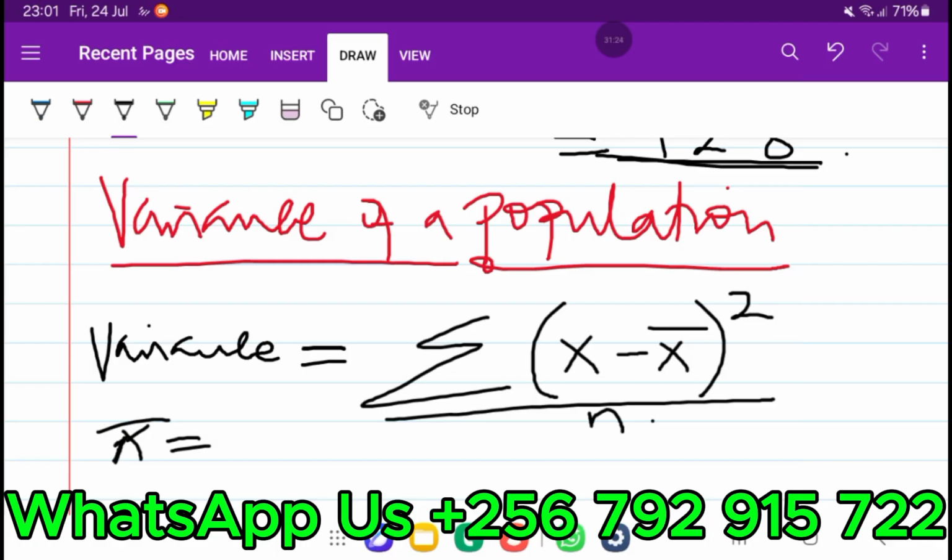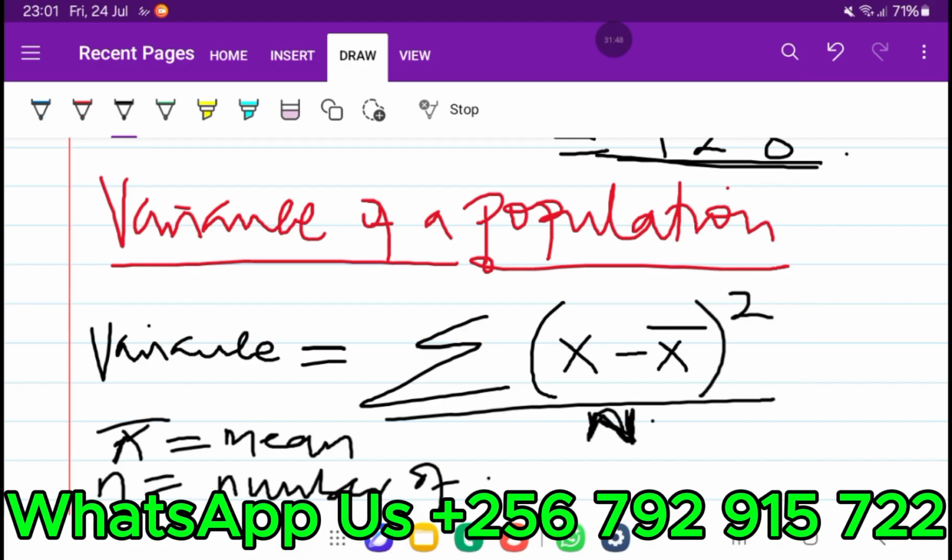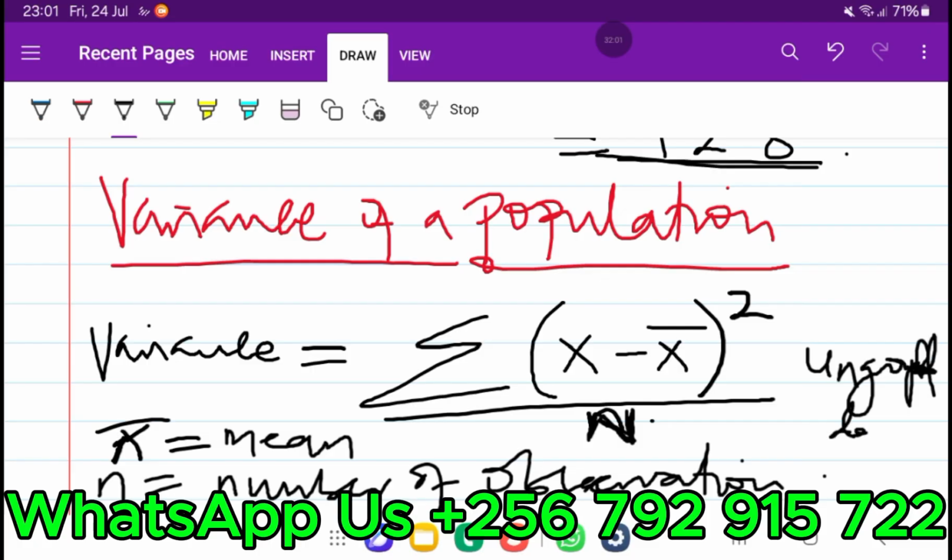I think this one I should just use capital N, because small n is always for the sample. Let me use capital. This is the mean, and then the other N is going to be representing the number of observations. This is for ungrouped data set. Ungrouped data. If the data is ungrouped, we use that.